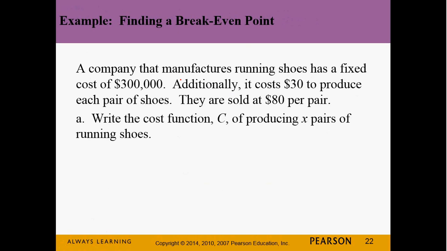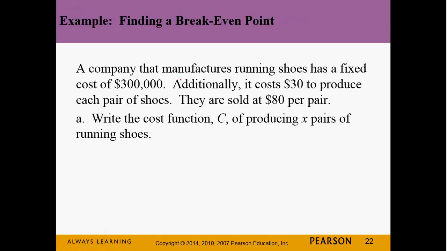All right, so here's our random problem of the day. It's a really good problem, though. A company manufactures running shoes with a fixed cost of $300,000. Additionally, it costs $30 per pair of shoes to produce them. We sell them at $80 per pair.